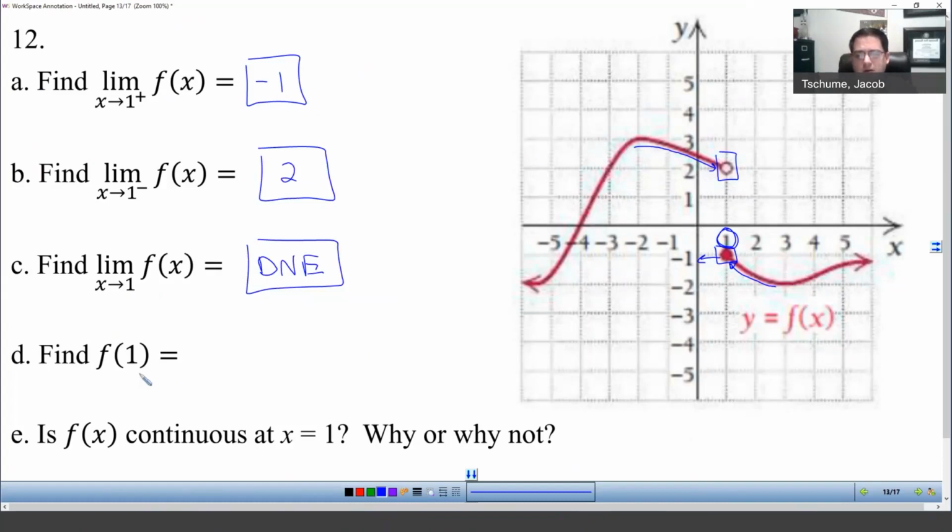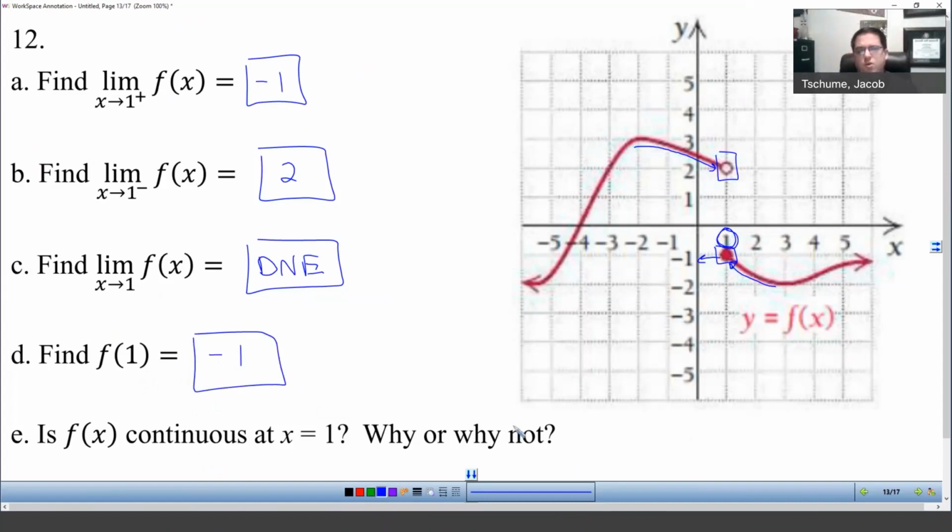All right. More of an algebra concept, part D. What is f of 1? So back in algebra, when you evaluated functions off of a graph, all this asked you to do was to go to x equals 1, and f of 1 means you need to find the closed circle. So the closed circle is down here at y equals -1, so that would be your answer.